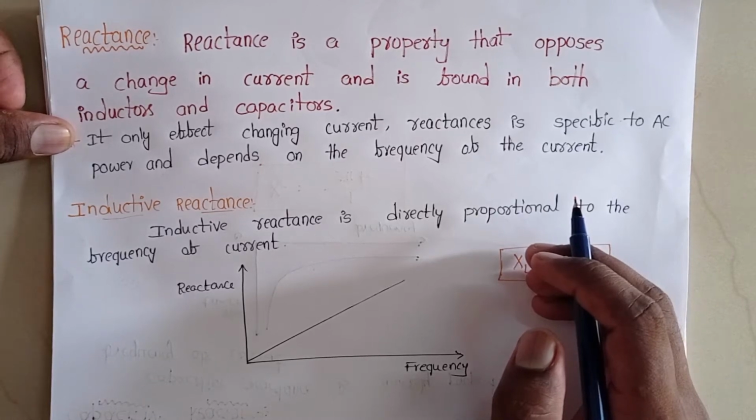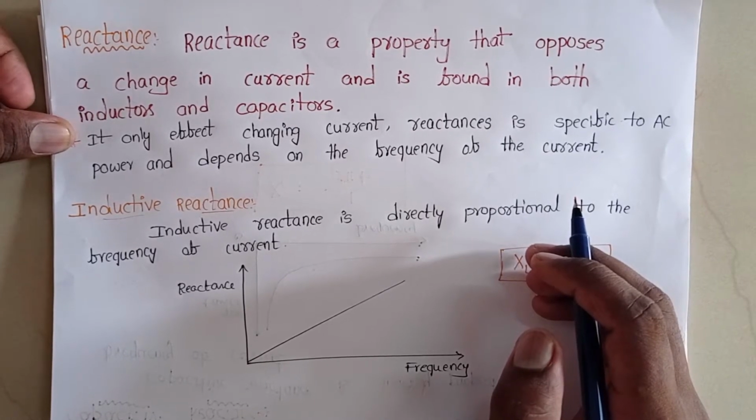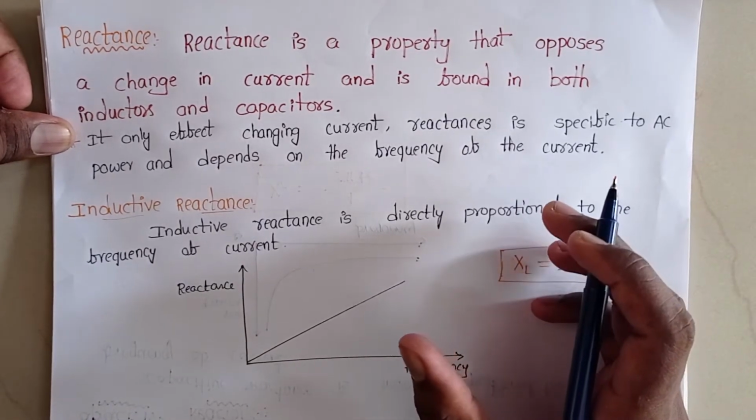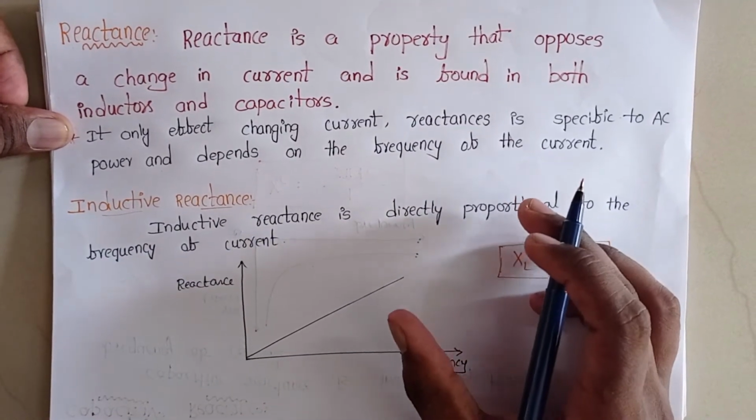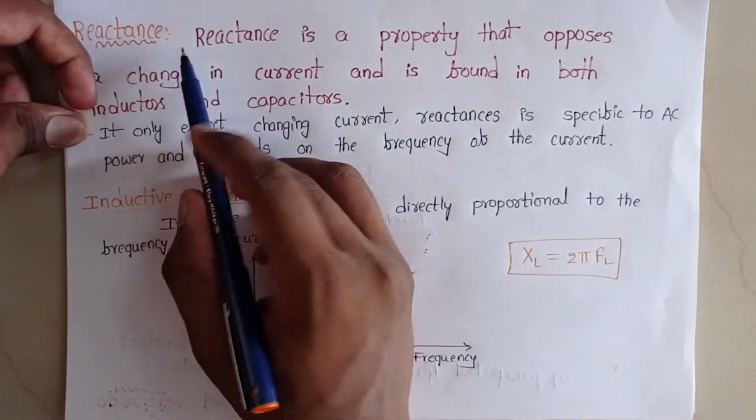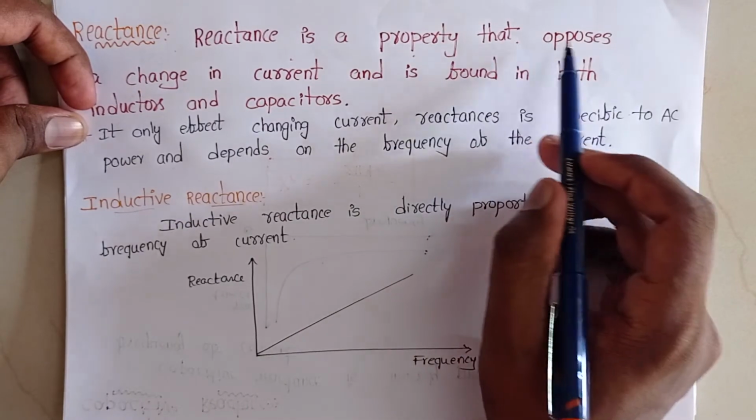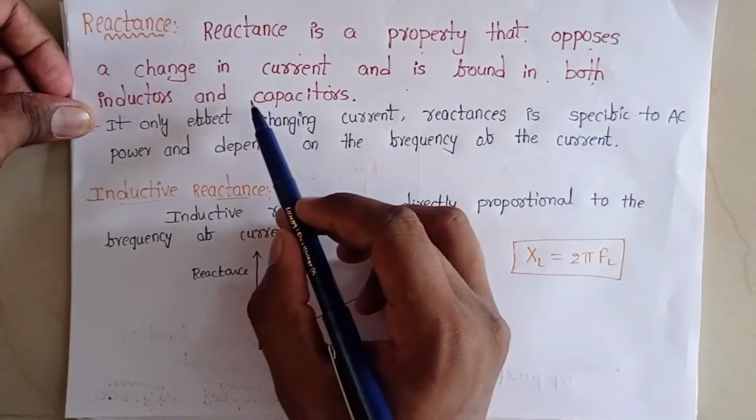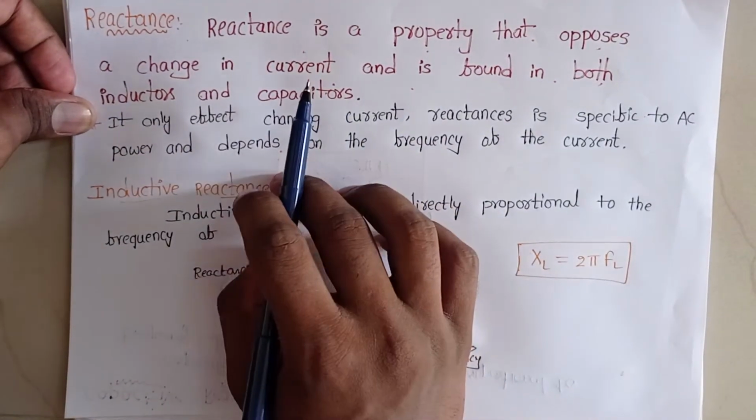Hello friends, in this video we are going to see what is reactance, resistance and impedance, and what is the difference between reactance, resistance and impedance. First, let's see what is reactance. Reactance is a property that opposes a change in current and is found in both inductors and capacitors.